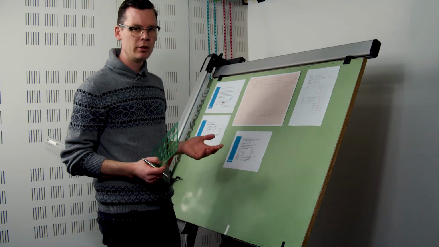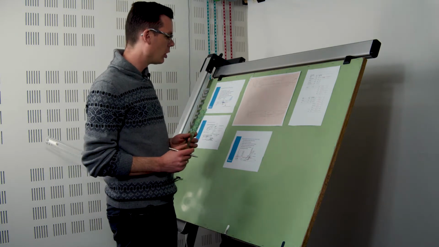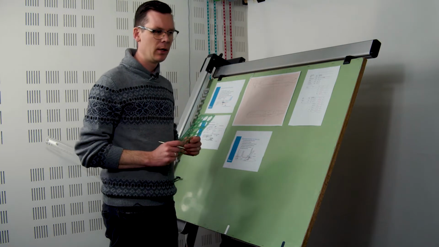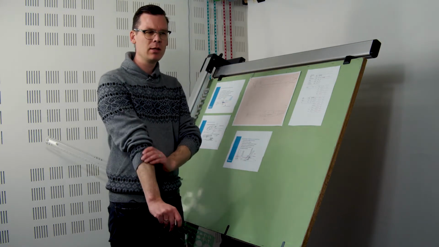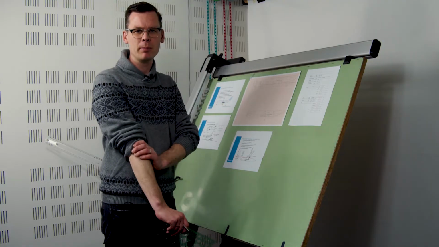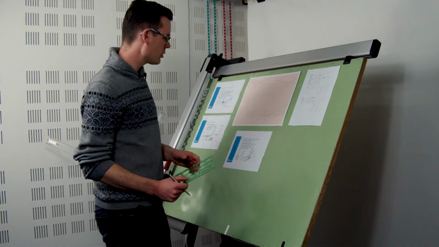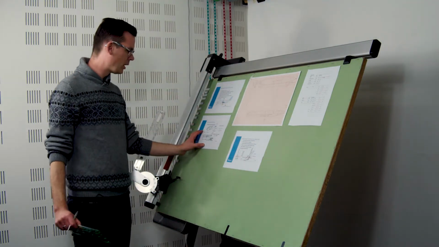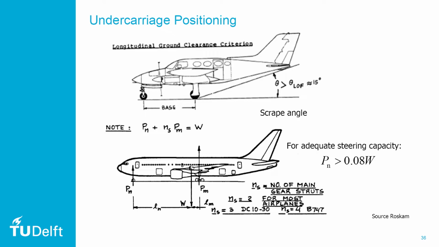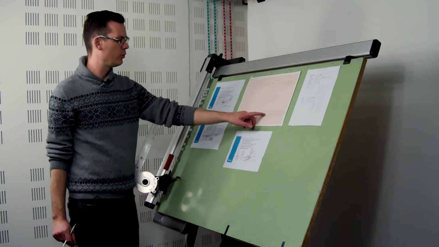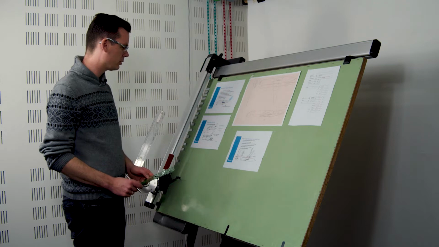First of all, the nose wheel needs to have sufficient load. If the load on the nose wheel drops below let's say 7-8%, it becomes really hard to steer the airplane because there's not sufficient downforce on that nose wheel. So Roscam suggests here that we need at least 8% of the weight on the nose wheel. And the worst case scenario typically is when we're looking at the most aft CG position.